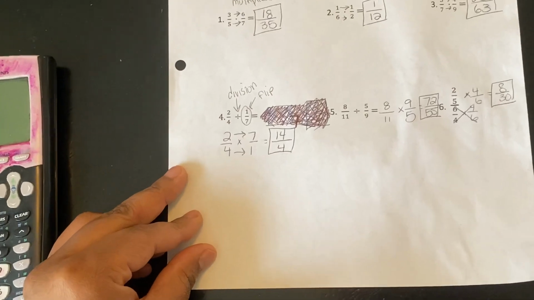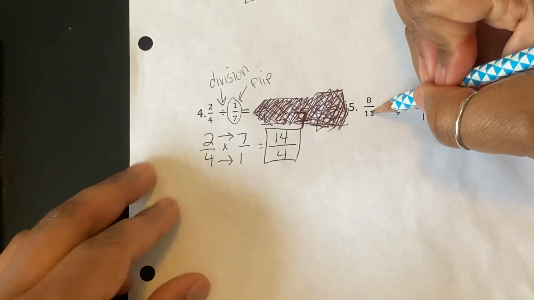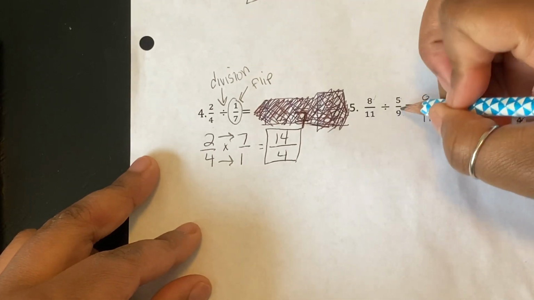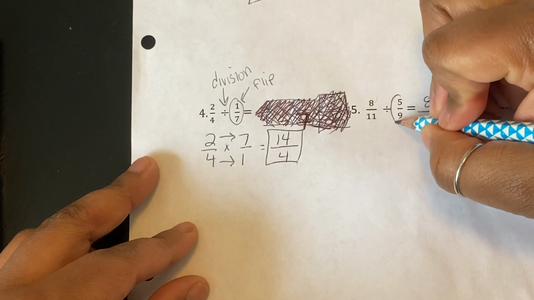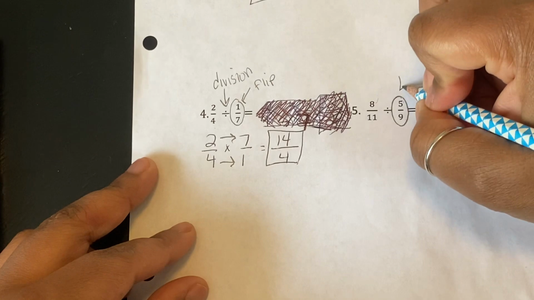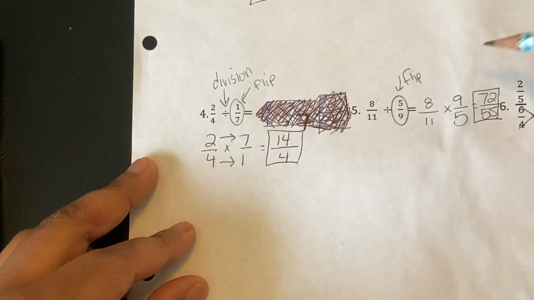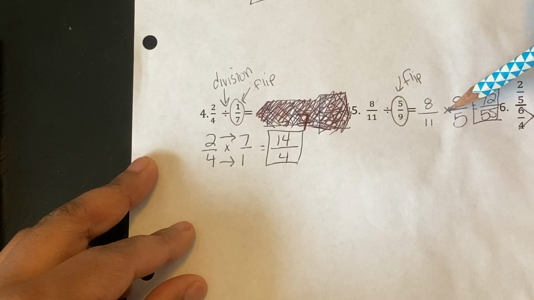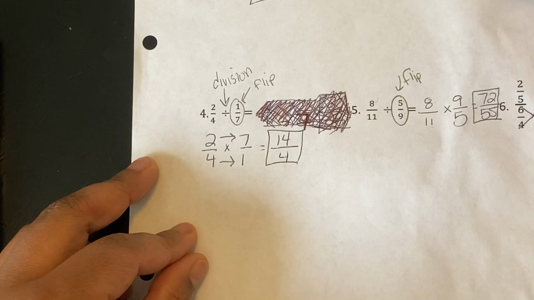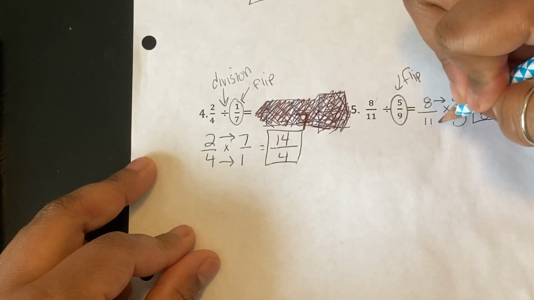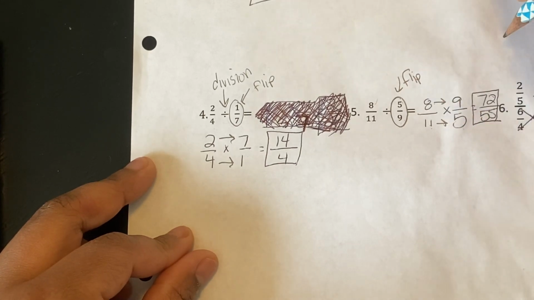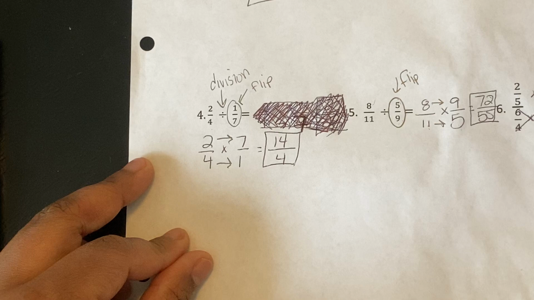Let's do that again. Here we have 8/11 divided by 5/9. This is division. We're dividing fractions. So we have to take the second fraction and flip it, and then multiply. So it becomes 8/11 times 9/5. Not 5/9, but 9/5. We have to flip that second fraction. And then you're just going to multiply across. So 8 times 9 is 72. 11 times 5 is 55. So the answer is 72/55.